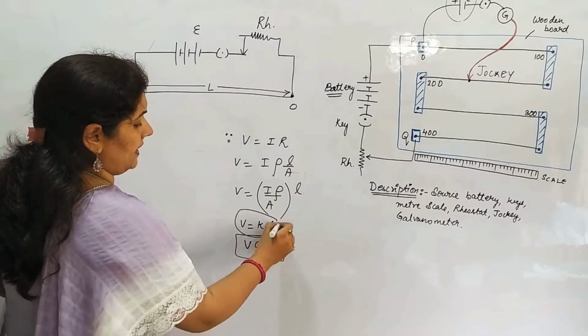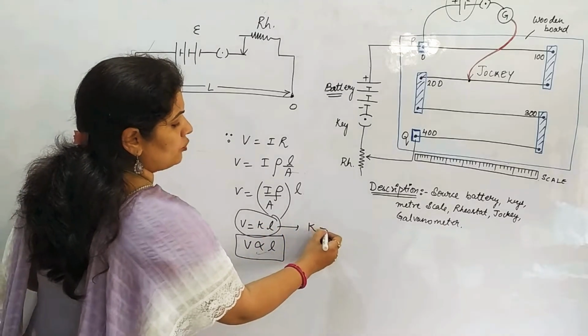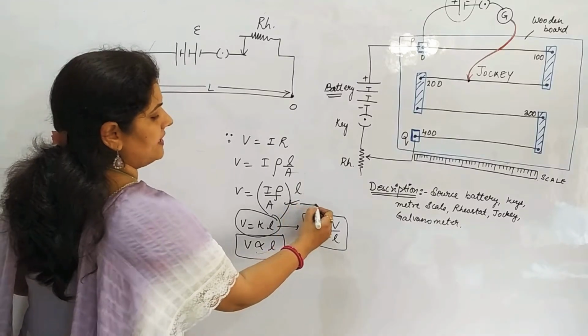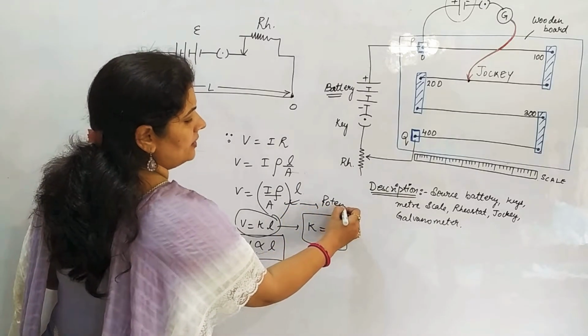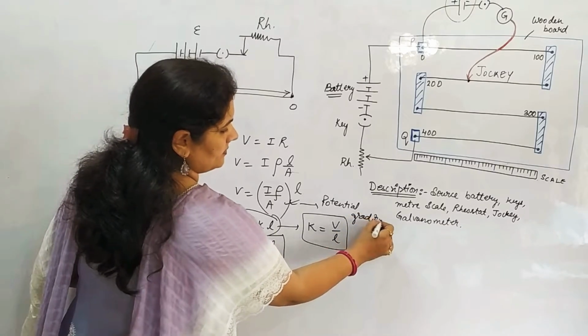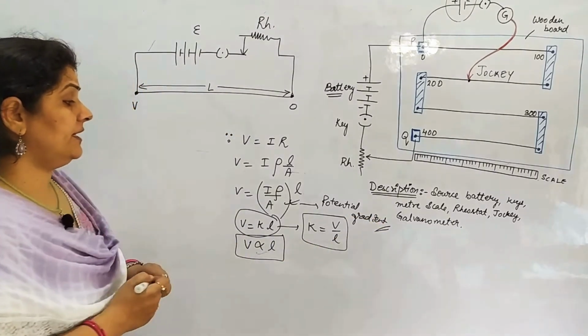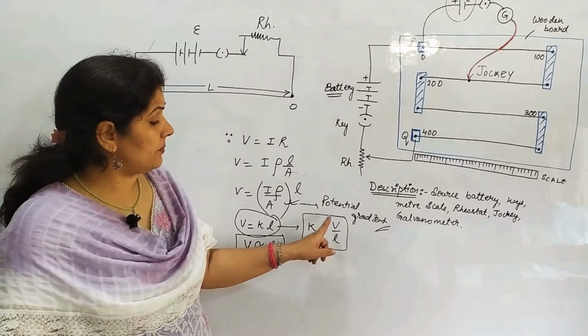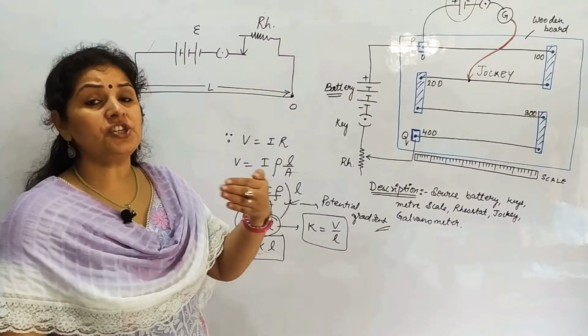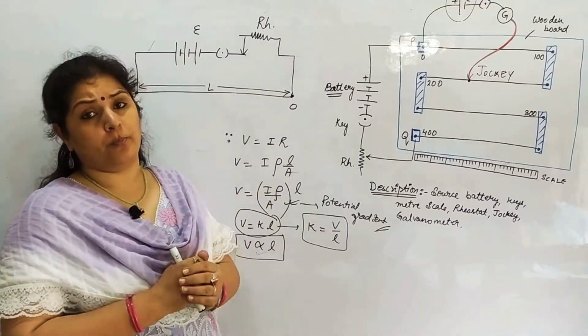Now this K could be written as V upon L. This K is this constant and this is called the potential gradient of the wire, right? Now what is potential gradient? Potential gradient tells us about the potential per unit length, right? Potential gradient means potential drop, right?